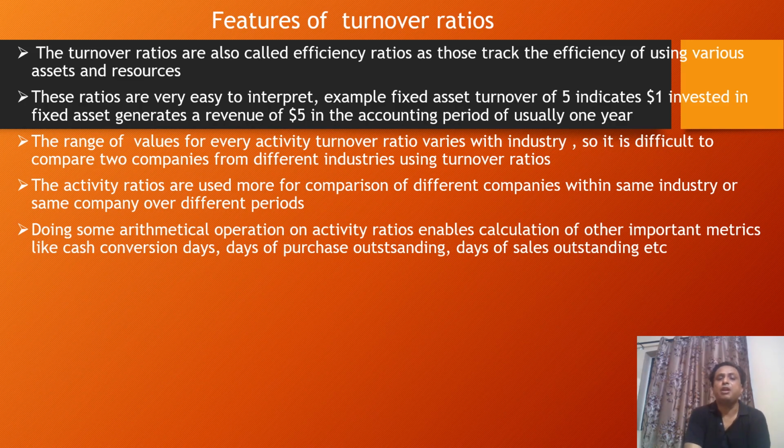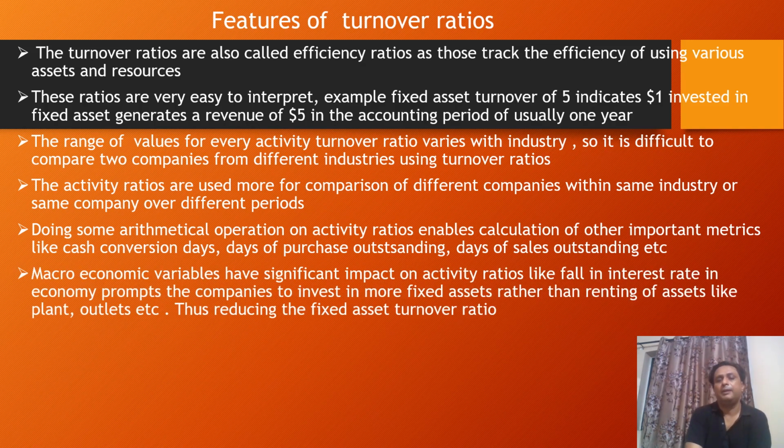Doing some arithmetical operation on activity ratios enables calculation of other important metrics like cash conversion days, days of purchase outstanding, days of sales outstanding, etc. Now, the macroeconomic variables have significant impact on the activity ratios, like fall in the interest rate in the economy prompts the companies to invest in more fixed assets rather than renting of assets like plant outlets, etc., thus reducing the fixed assets turnover ratio.